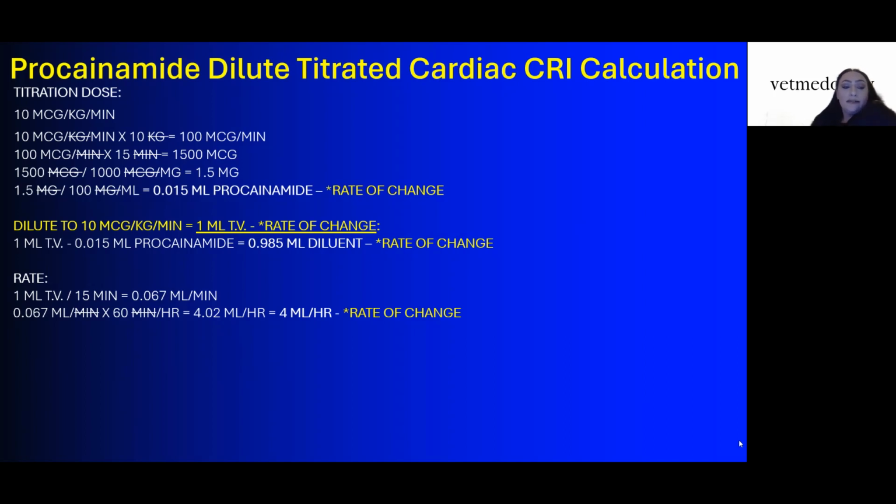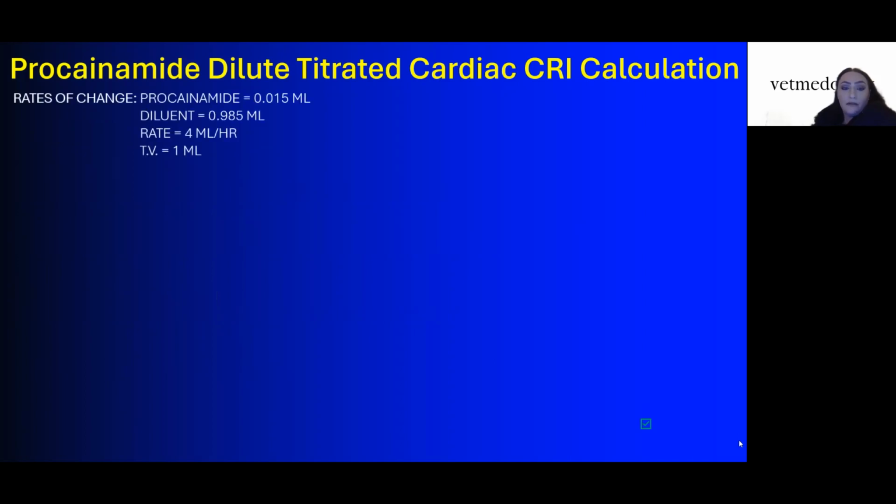Our actual rate, 1 mil total volume divided by 15 minutes equals 0.067 mils per minute. 0.067 mils per minute times 60 minutes an hour equals 4.02 mils an hour or 4 mils an hour. Again, the rate is a rate of change. So make sure you have those 4 rates of change. Okay, so procainamide volume, diluent volume, our rate, and our total volume are all represented here.